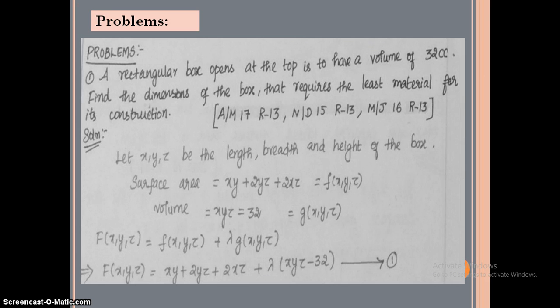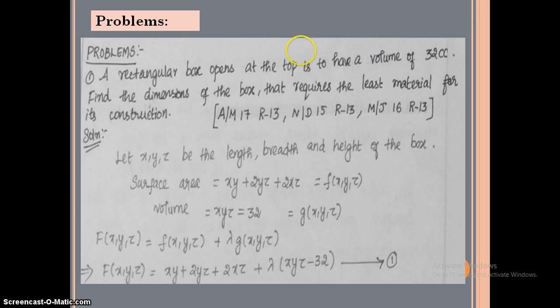Each and every problem is very important here. A rectangular box open at the top has a volume of 32 cc. Find the dimensions of the box that requires the least material for its construction. So the question is, the box is given, the volume is 32 cc, and we must find the dimensions of the box that requires the least material. That is the question here.